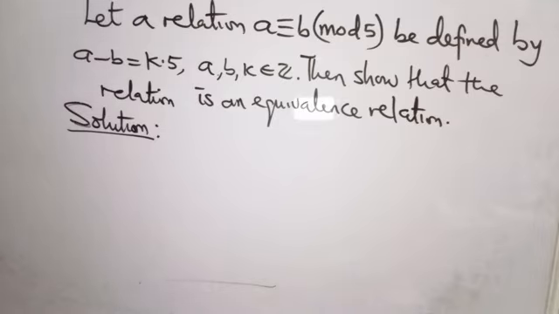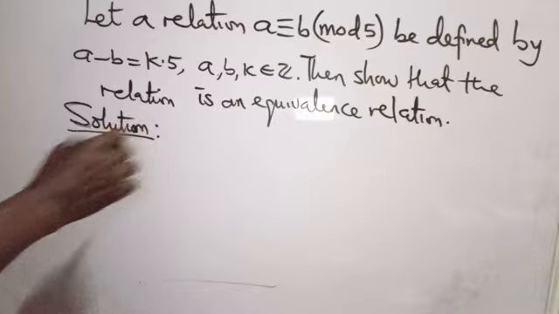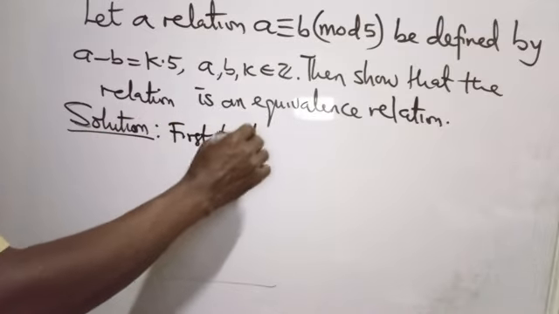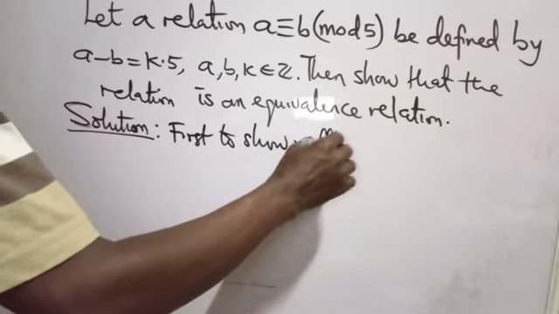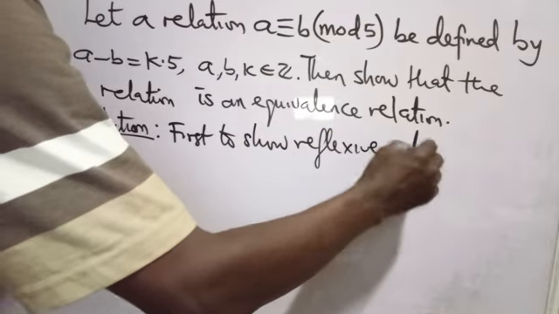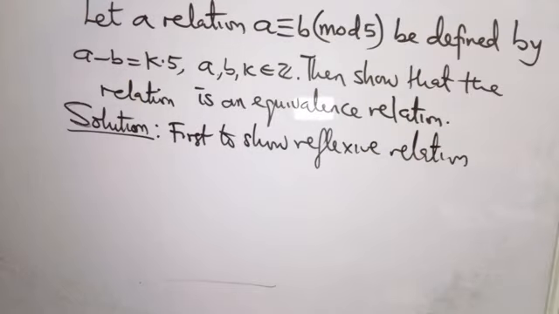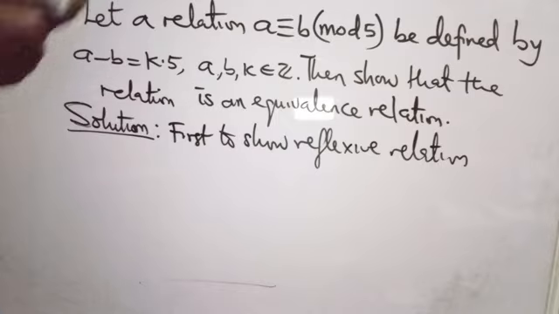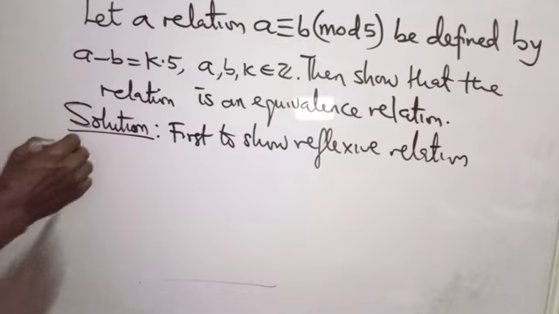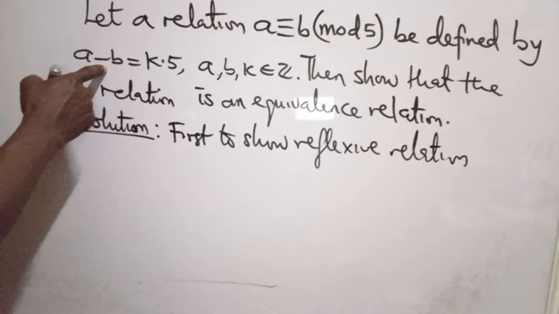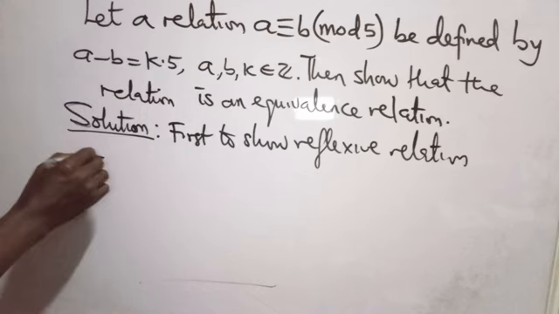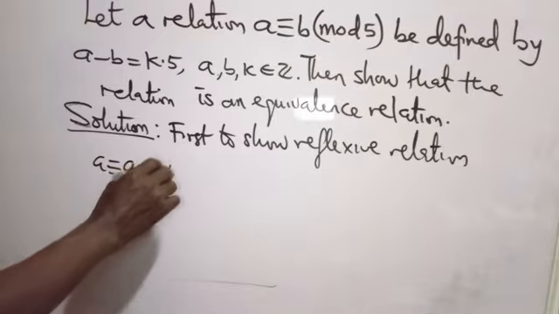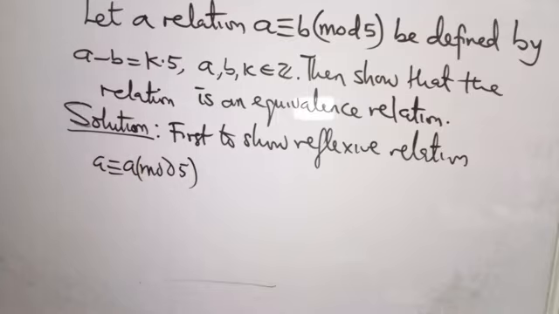To start with, to show a reflexive relation, we need only one element. And what is the element? We have the elements a, b, k, and z. They are integers. So let's pick a. What we want to show is that a ≡ a (mod 5).